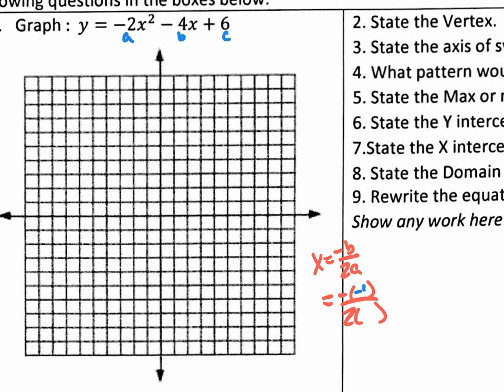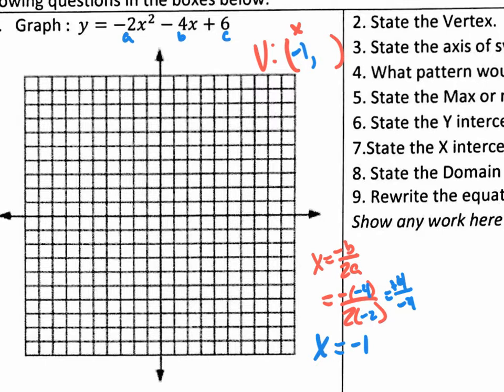So we put in the negative 4 for b. The a value is negative 2. We will end up with the x value being positive 4 over negative 4. That's really going to be a negative 1 for your x value, correct? All right, so our vertex is a coordinate that has the x value of negative 1.